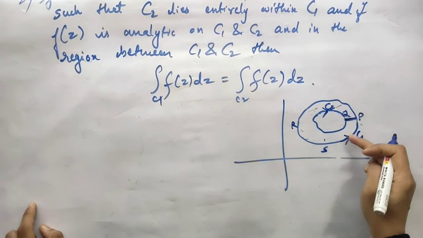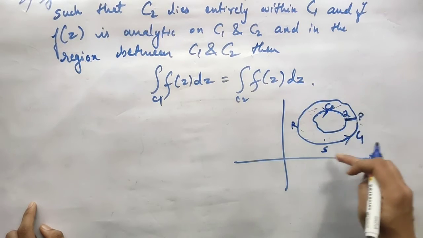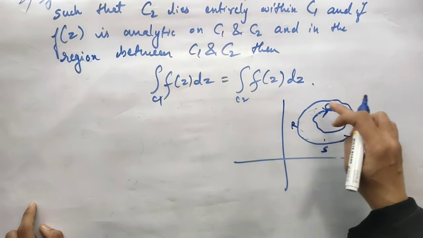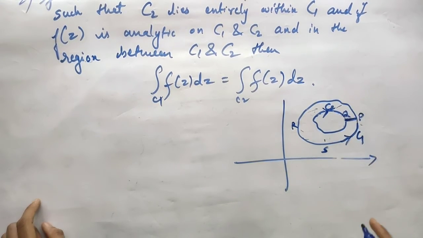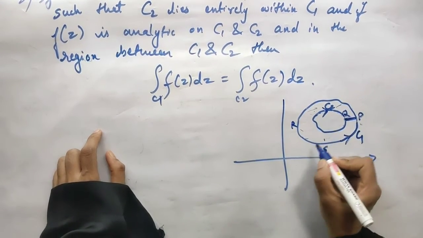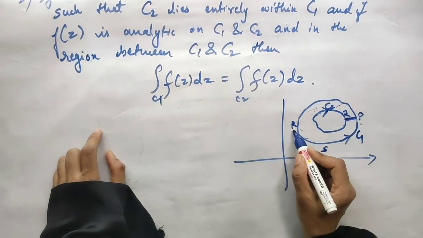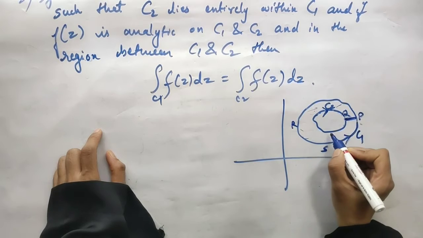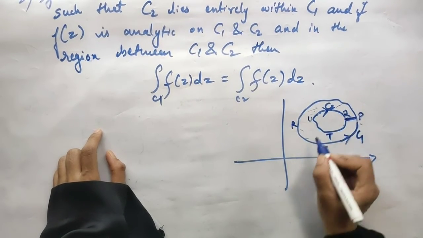Okay, so you can see C1 is going in anti-clockwise direction, whereas C2 is going in clockwise direction. Now I am taking arbitrary points on curve C1, say R and S, and say T is on C2 and U is on C2.